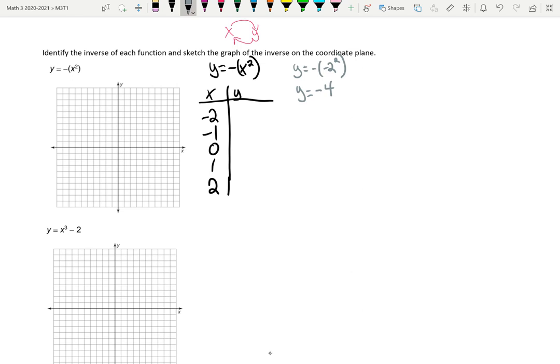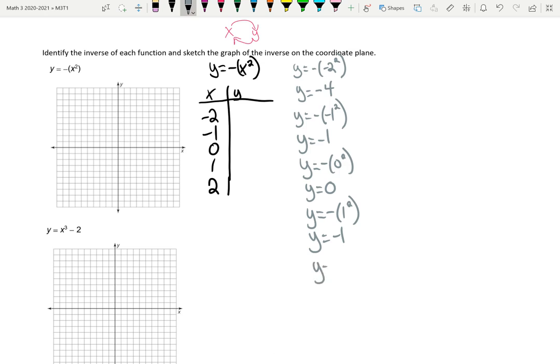I'm going to do it again. I'm going to plug in -1 squared. Y is going to be -1. I'm going to plug in 0. 0 squared is just going to be 0. Then 1: y is equal to negative times 1 squared. Y is going to be just -1. And then I'm going to plug in 2. 2 squared is going to produce -4.